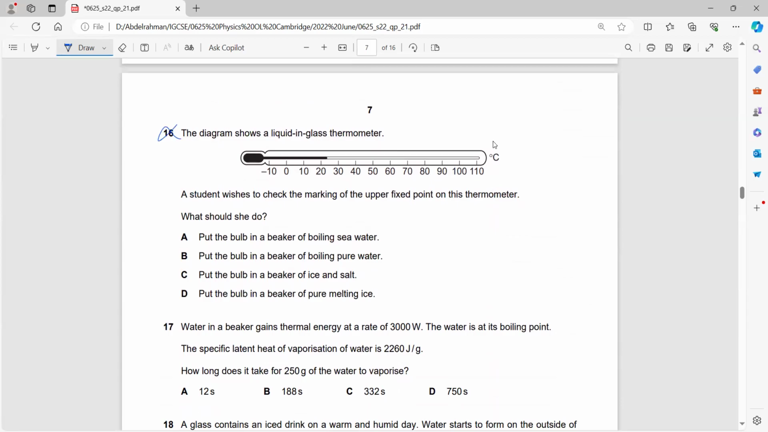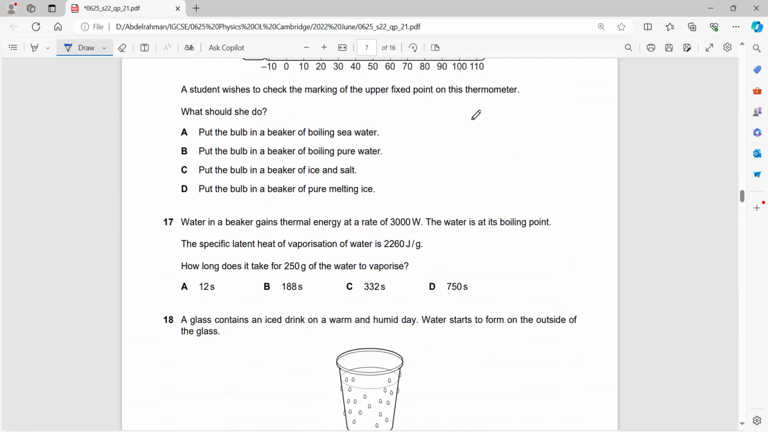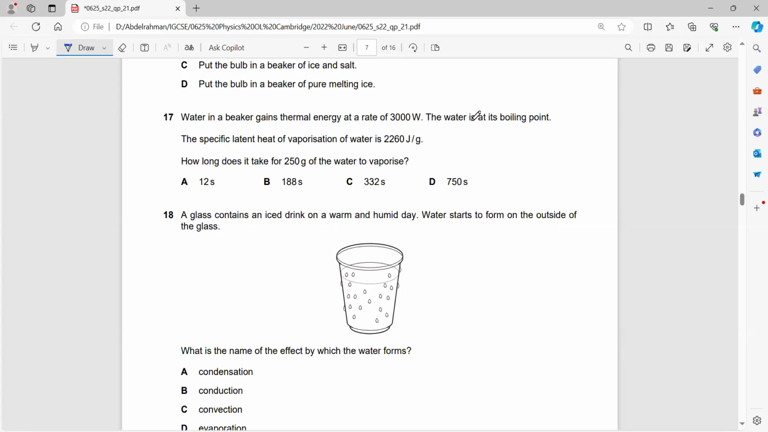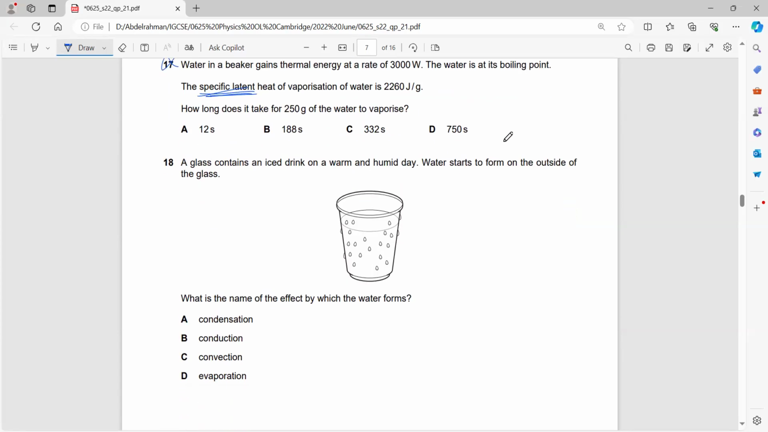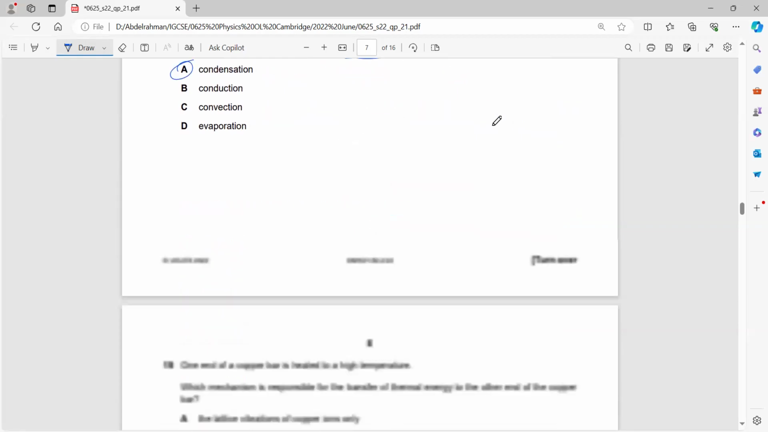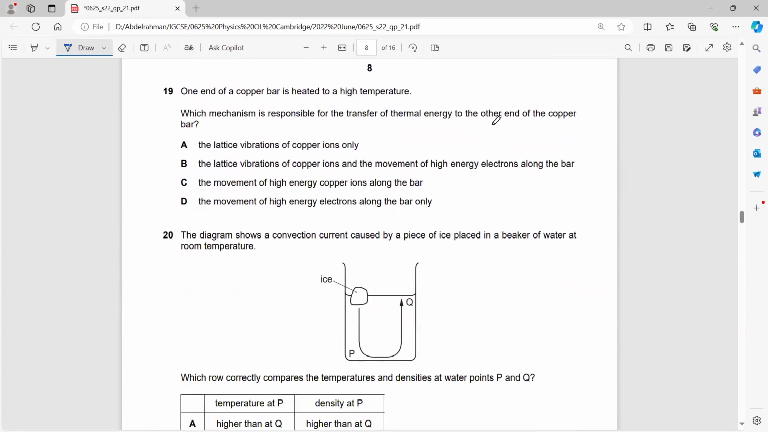Question 16 is cancelled. Question 17 is also cancelled because you're not required to know the specific latent heat. Okay. Question 18, quite easy. Water forms condensation.